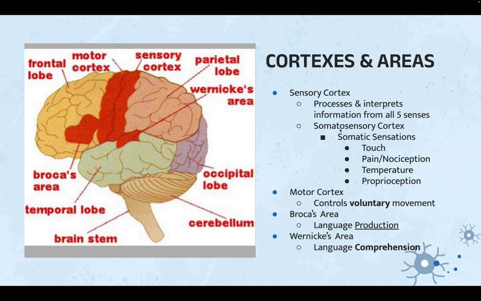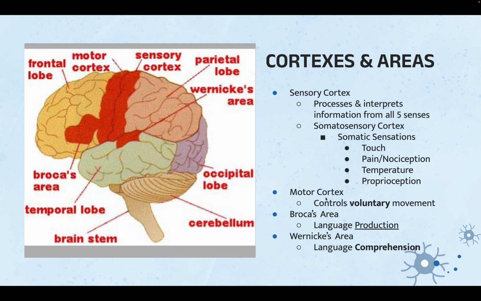Within it has a somatosensory cortex, which deals with somatic sensation. This involves the skin and touch, pain. If you're touching something hot, it will cause pain, right? That's also referred to as nociception, temperature, and proprioception. Proprioception is the awareness of the body's position in space. That would mean the proprioception would be if you knew your hand was resting on the table.